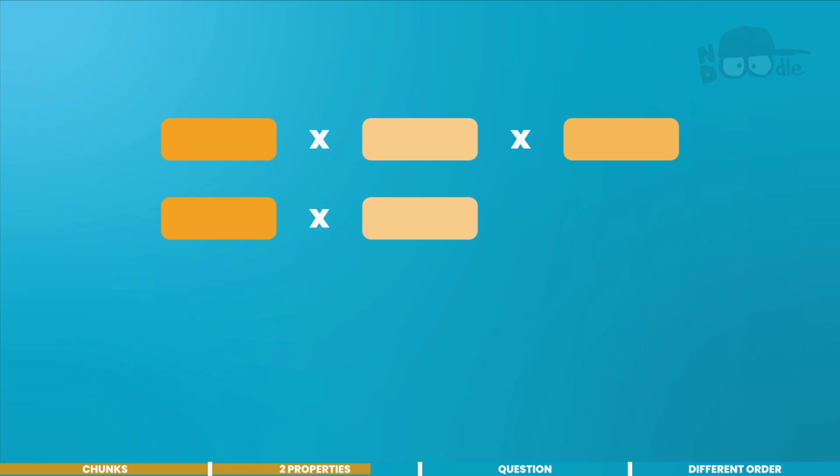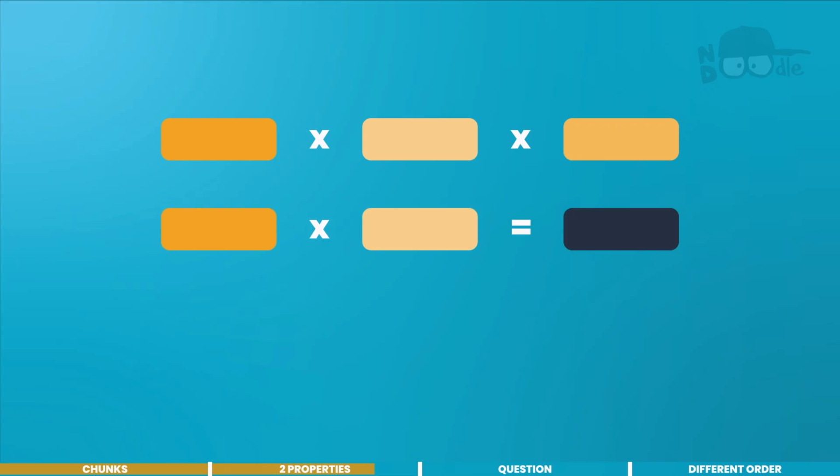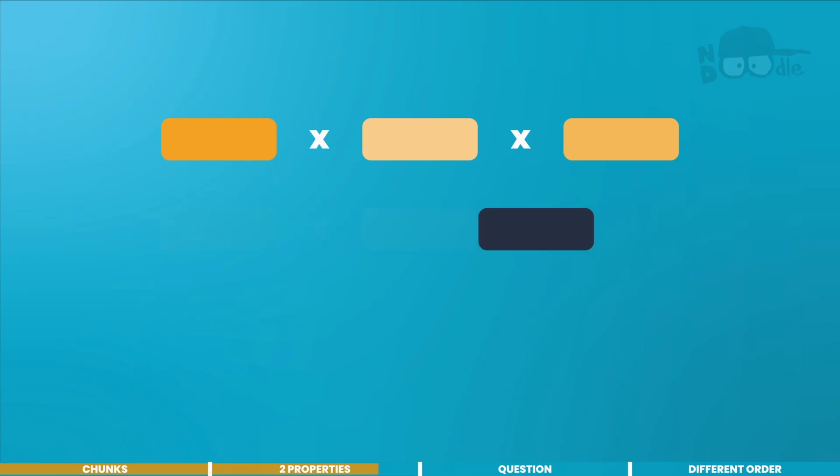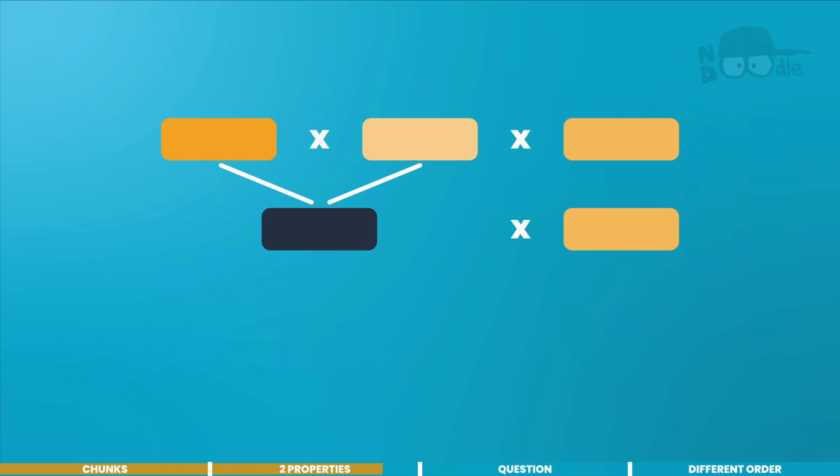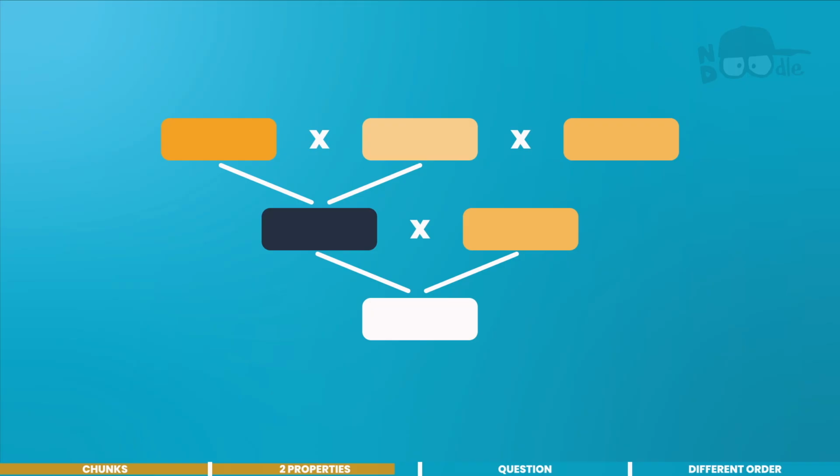So why am I telling you this, and why is it useful? Well, it shows us that we can break down a multiplication of 3 or more things into a series of multiplications of 2 things. And we already know how to multiply 2 chunks together with our sticky finger method.